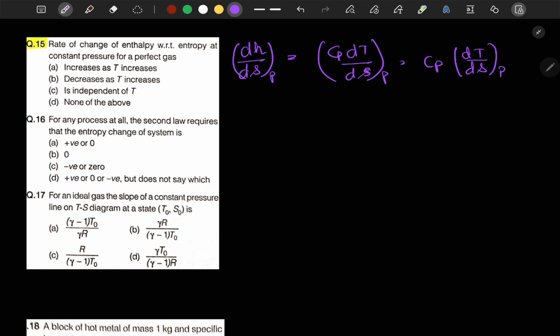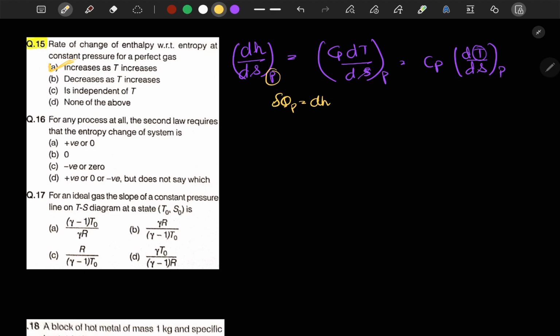Okay, now it is mentioned that at a constant pressure increases. So if we increase the temperature value, dT will be positive and hence this term will be positive, so it increases with increase in T. We can also write it like, since it is mentioned at constant pressure, we know that del Q at constant pressure can be written as del H.